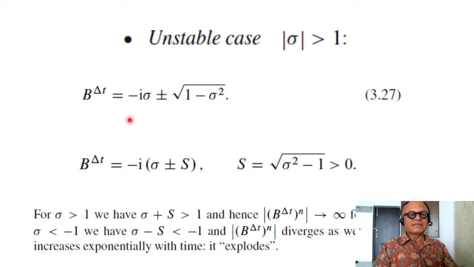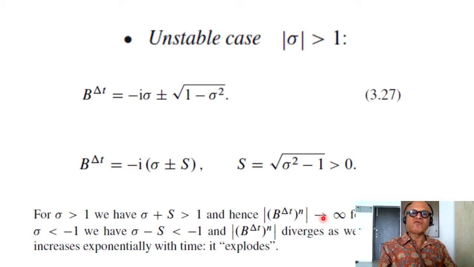So b delta t equals minus i sigma plus minus square root of 1 minus sigma squared was the equation. So b delta t in this case is minus i times sigma plus minus s, where s is the reverse signed square root, sigma squared minus 1, which is greater than 0 because of this. So for sigma greater than 1, we have sigma plus s greater than 1, and hence b delta t to the n goes to infinity as time step n goes to infinity, which means the numerical integration as it proceeds in time begins to have a growing solution which becomes too large.